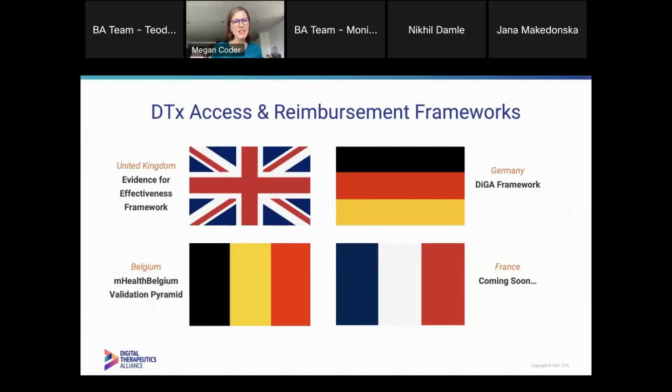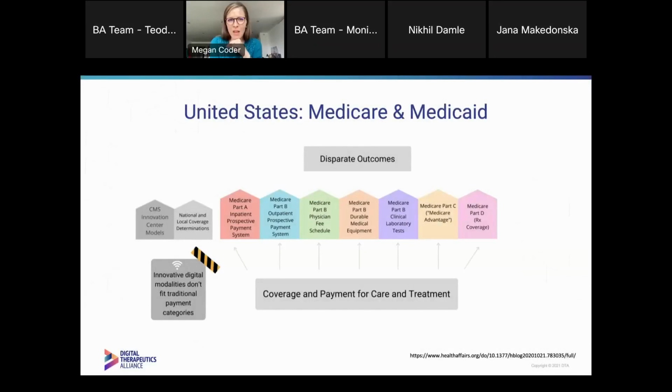France, as we mentioned, they are coming soon, and we've been expecting this, I think, since June. So we hope every month we're getting closer. But they will be releasing a reimbursement access program, somewhat based upon Germany's program, the DIGA one that was mentioned, and then also incorporating other aspects from the ATAP program and others that have already existed in France. So keeping an eye out there would be grand.